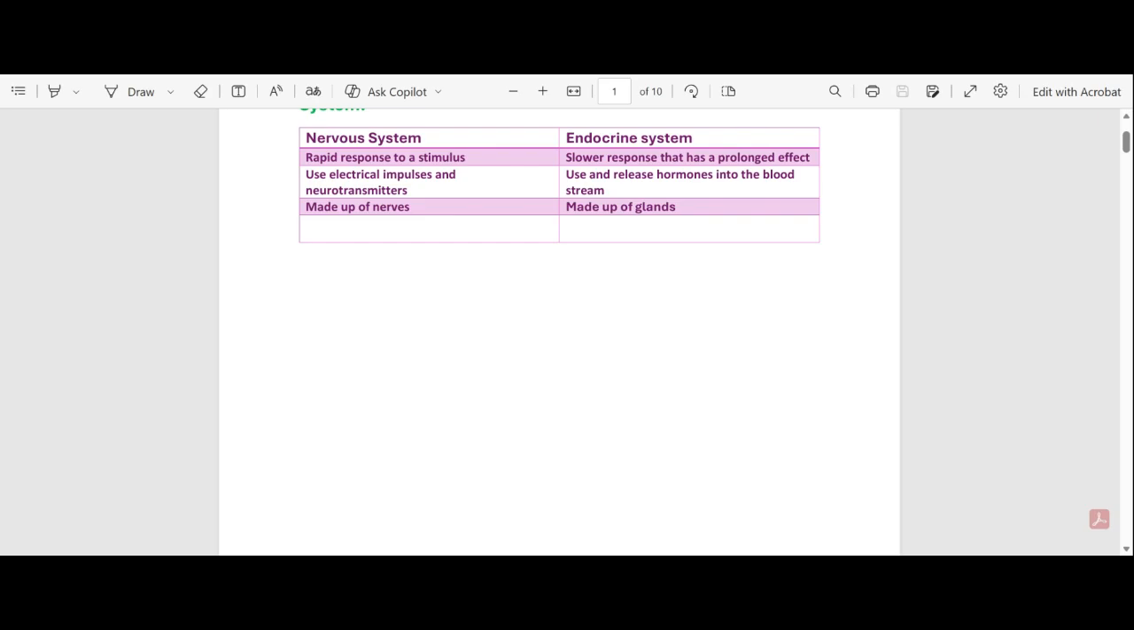Whereas the endocrine system is made up of glands, as I said in the beginning of this lecture, that the endocrine system is just a system of glands that are working together in order to achieve a certain goal. What's the goal? The goal is to maintain the internal environment in relation to the external environment. Okay, let's continue.